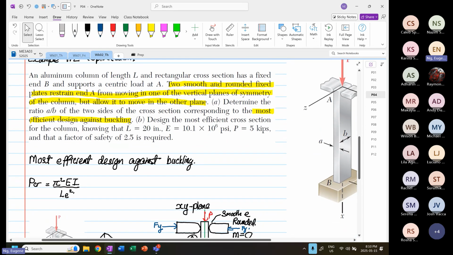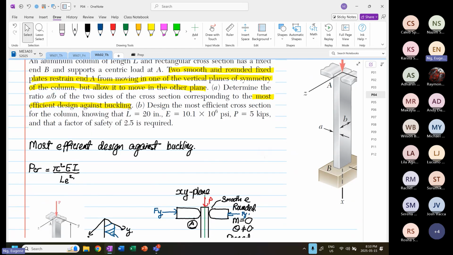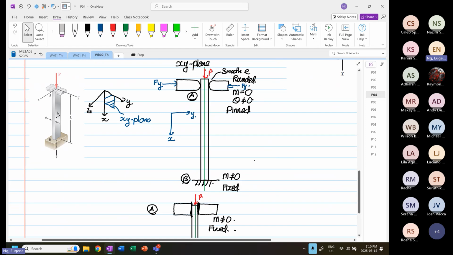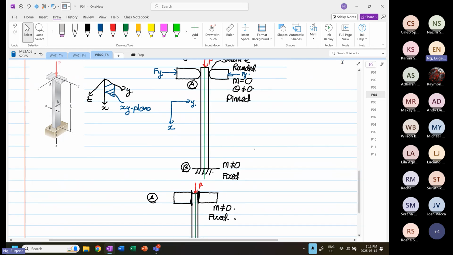at point A, we have a smooth and rounded fixed plate. They highlight that it's rounded and the fixed plate. When that's the case, when you remove the support at B, the entire structure can swing left and right. When that's the case, the resistance to moment is equal to 0.